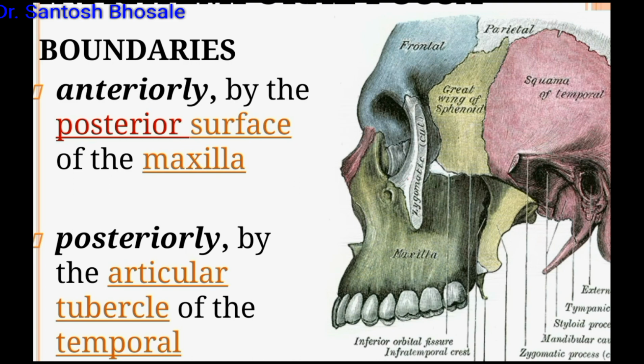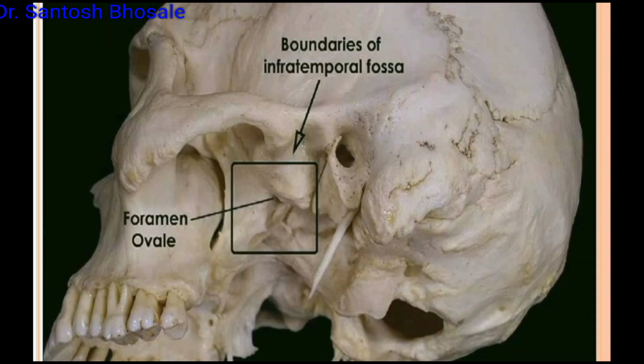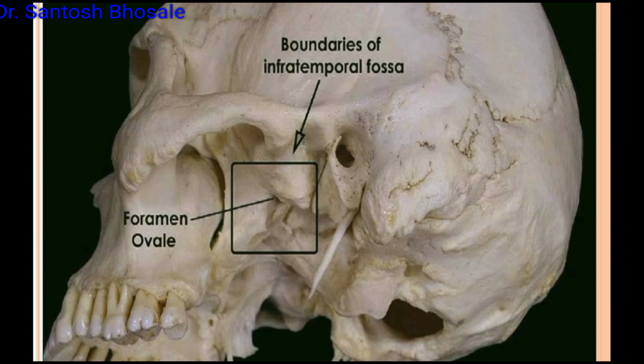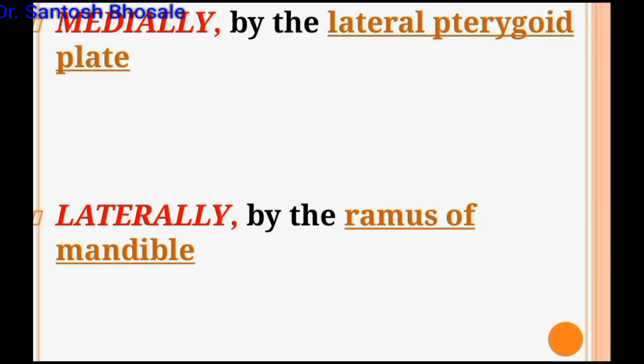Coming to the boundaries, it is like a box. It has 6 boundaries: anteriorly the posterior surface of the body of the maxilla, posteriorly the external acoustic meatus, superiorly the infratemporal surface of the greater wing of the sphenoid bone, inferiorly it is open and continues with the space of the neck, whereas medially it is bound by the lateral surface of the lateral pterygoid plate, and laterally by the ramus of the mandible.